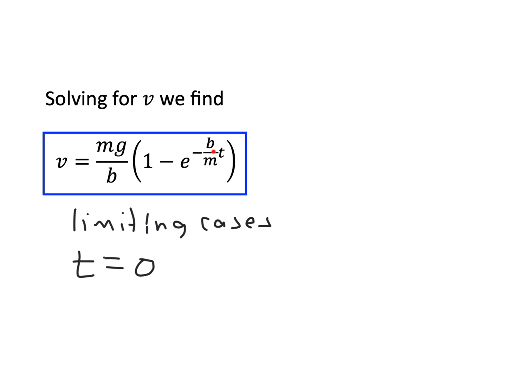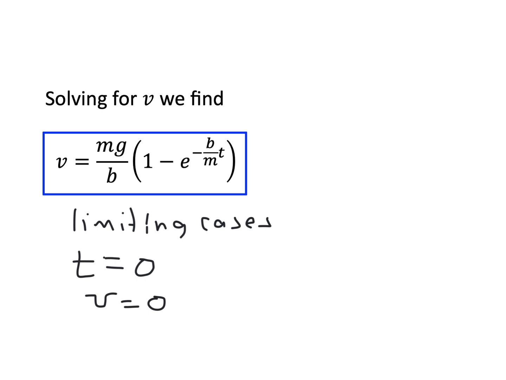What is anything to the 0 power? It's just 1. So if I plug in t equals 0 here, I get v is equal to this stuff times 1 minus 1. In other words, what we find is that the velocity is equal to 0 at t equals 0. And that is exactly what we said it had to be. As if we said that it was dropped from rest, that means that the velocity was initially 0.